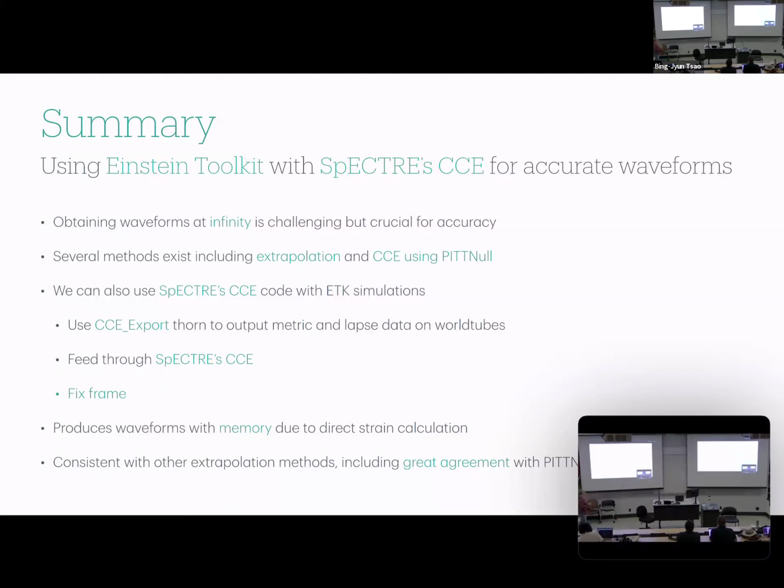So we can use the CCE export thorn to dump the data into the format that you need, and then you can feed it through SpECTRE CCE, and then you can fix the frame. And what's really exciting is that this produces waveforms with memory, due to the method of evolving out to infinity, combined with the fact that it's directly computing strain instead of integrating to obtain it. And then we also showed that it's quite consistent with the other extrapolation methods, including great agreement with Pitnell as well, and with SXS waveforms themselves.